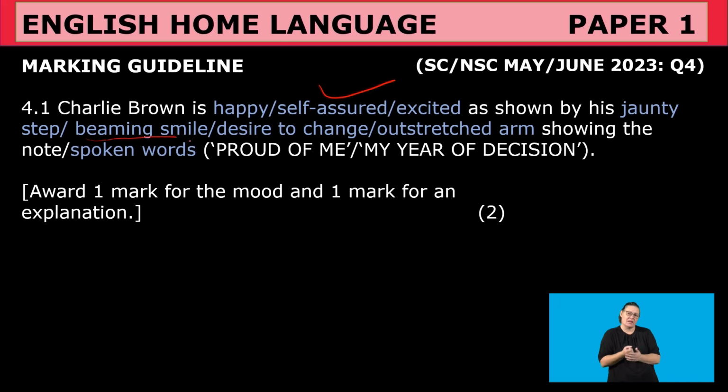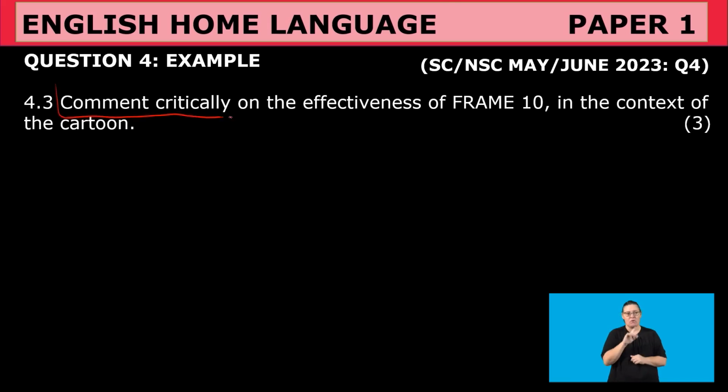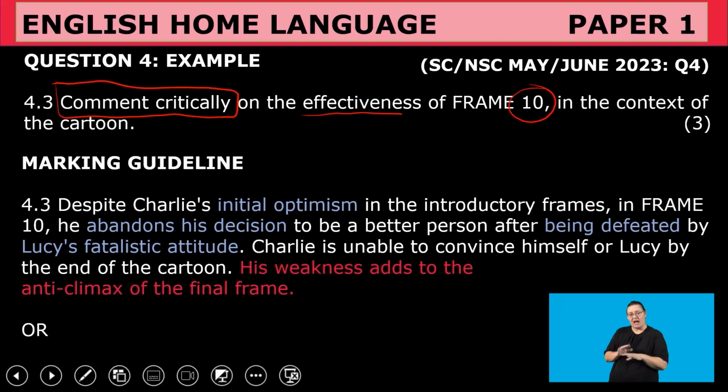The beaming smile, the desire to change, the jaunty step, all of these elements tell us, the reader, that he indeed is in a mood of happiness. 1 mark for the mood and 1 mark for the explanation. Now 4.3 is comment critically, so you have to analyze in detail the effectiveness of frame 10 in the context of the cartoon. So how the whole cartoon works together with frame 10 and is effective in supporting the message.